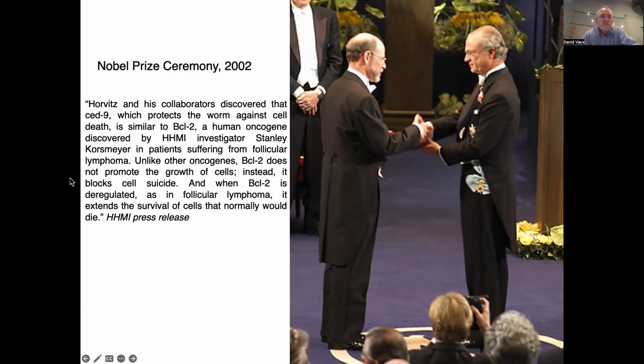Unlike other oncogenes, BCL2 does not promote growth of cells. Instead, it blocks cell suicide. And when BCL2 is dysregulated, as in follicular lymphoma, it extends the survival of cells that would normally die.